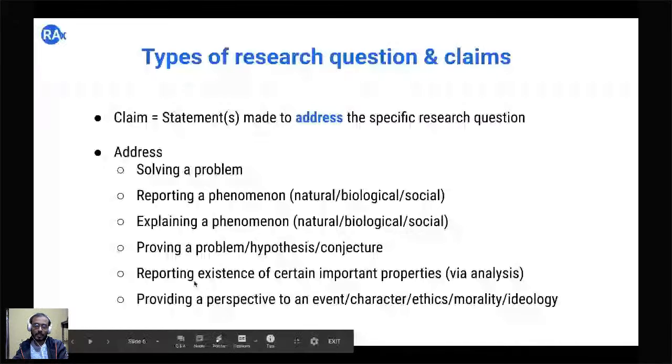And the sixth category is that there is an event, your research question is an event or a character or ethics or morality or ideology, and you're trying to give a perspective, your own perspective to it.